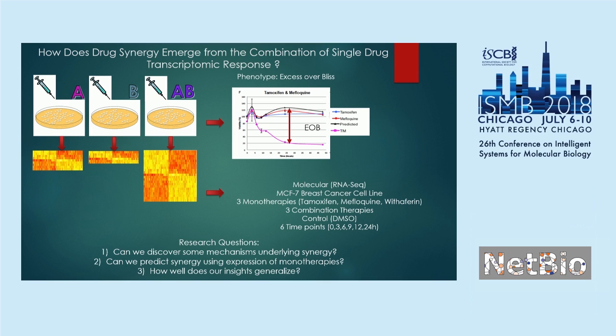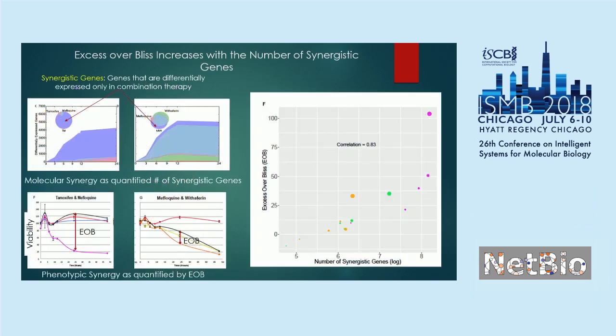So using this data that we have, we answered 3 questions. First, can we discover some mechanism underlying synergy? Second, can we use these insights to predict synergy using the expression of monotherapies alone? And the third question we ask is, how well does our result generalize? In the next 4 minutes, I will try to answer these 3 questions.